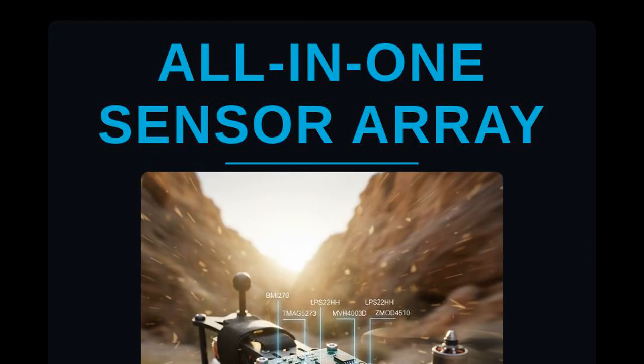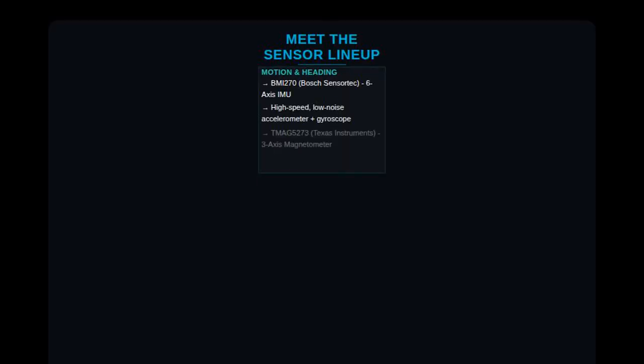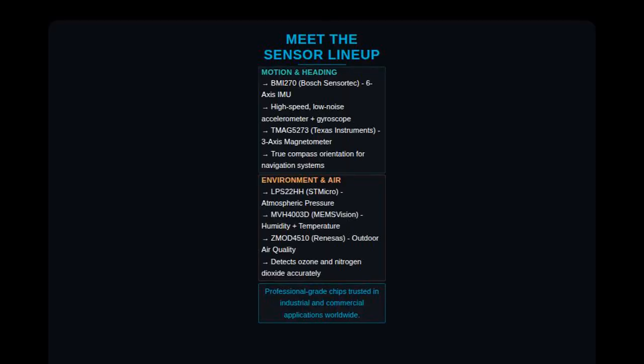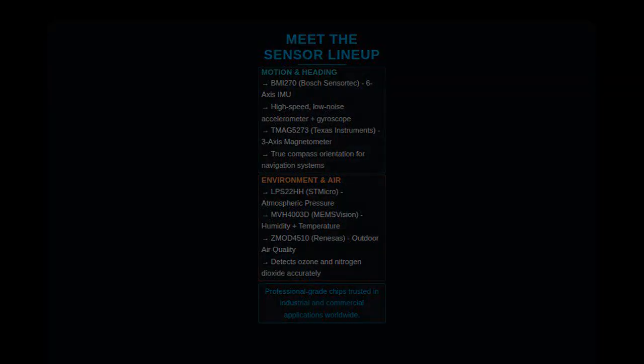Motion sensing is handled by the BMI 270 from Bosch Sensor Tech, a 6-axis IMU used in professional drones and industrial robotics that delivers high-speed, low-noise accelerometer and gyroscope data simultaneously. Magnetic heading comes from the TMAG 5273 from Texas Instruments, a precision 3-axis magnetometer that gives you true compass orientation for navigation and heading hold systems.